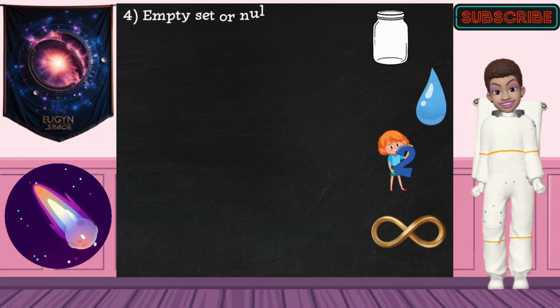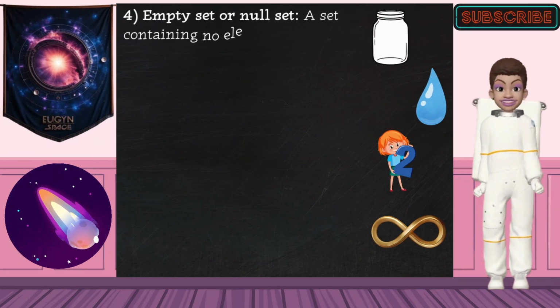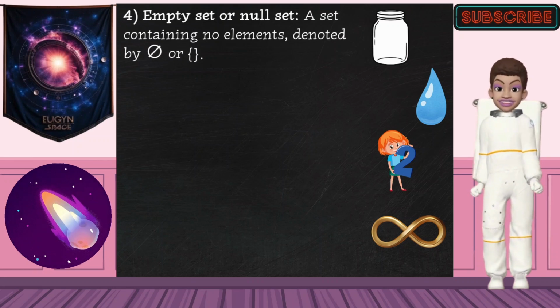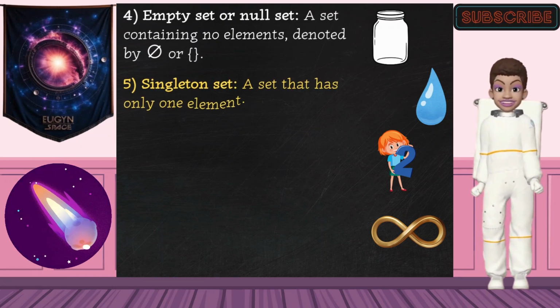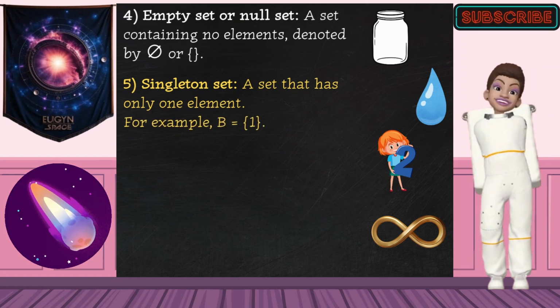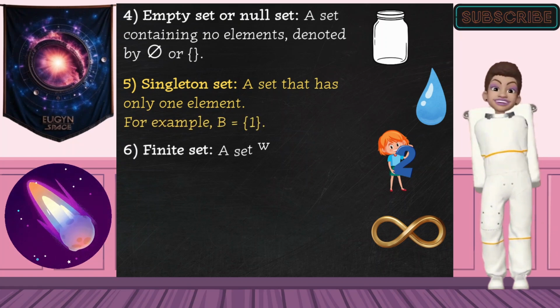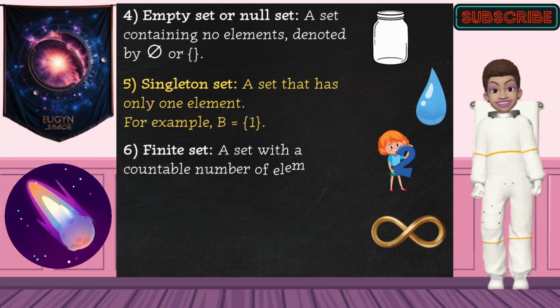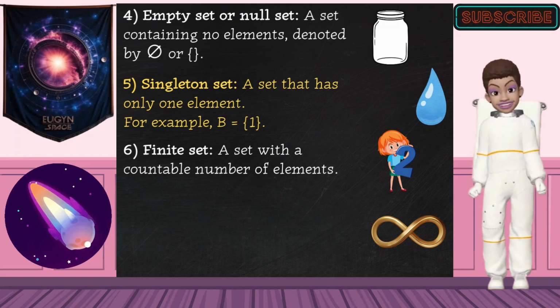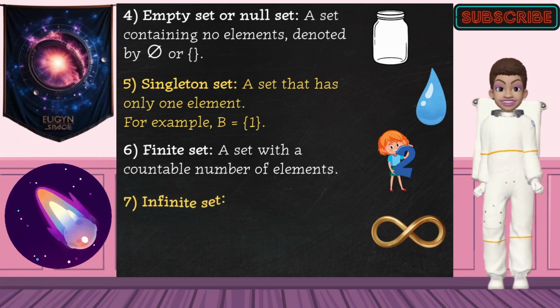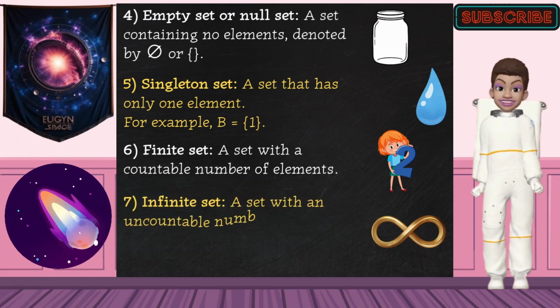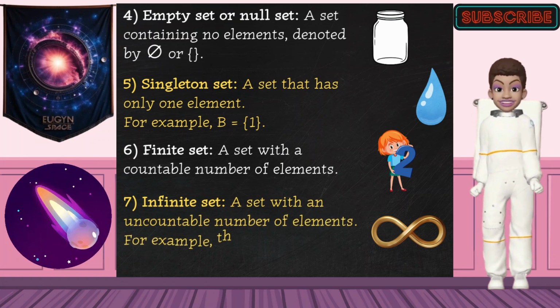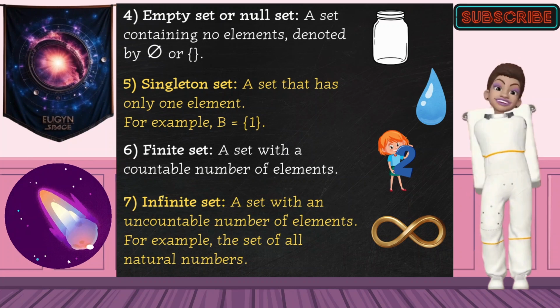4. Empty set or null set. An empty set contains no elements. 5. Singleton set. A singleton set has only one element. 6. Finite set. A finite set has a countable number of elements. 7. Infinite set. An infinite set has an uncountable number of elements. For example, the set of all natural numbers.